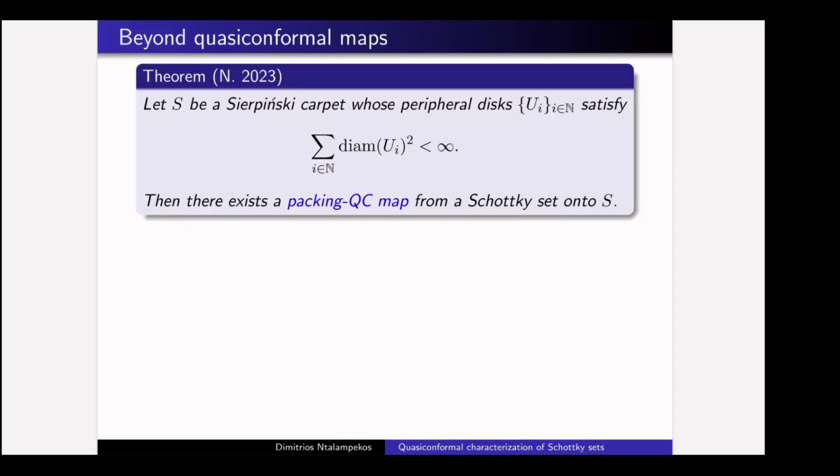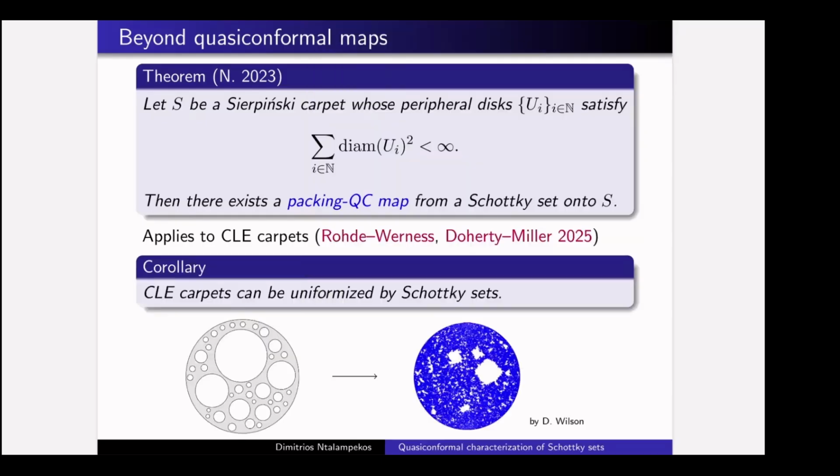Now, what is the motivation behind this theorem and this condition? The motivation comes from probability theory, specifically from CLE. The conformal loop ensemble carpets are some random carpets that appear in the study of SLE, and it was proved by Rohde and Werness in unpublished work that the CLE carpets satisfy this condition. And actually, very recently, just a couple of months ago, Miller and Werner uploaded to arXiv a preprint in which they give a complete proof of this condition. So with probability 1, this condition is satisfied for the random carpets. So as a corollary, we can get that the CLE carpets can be uniformized by Schottky sets.